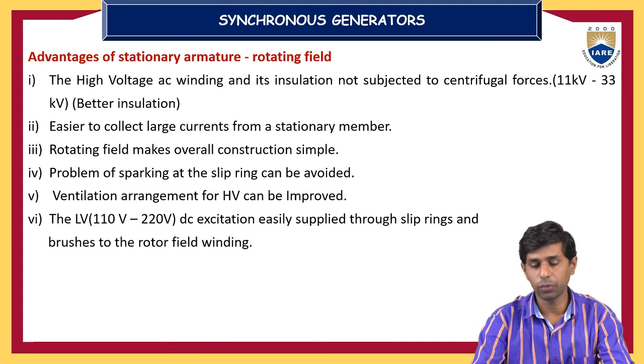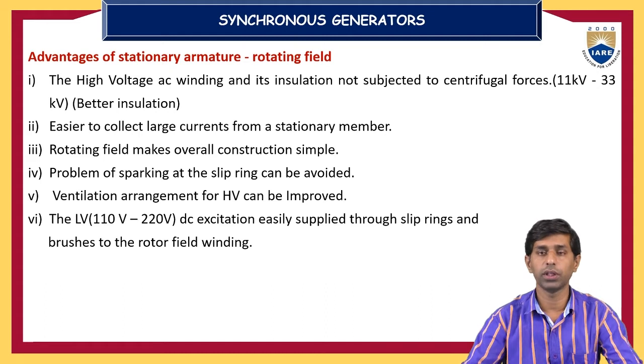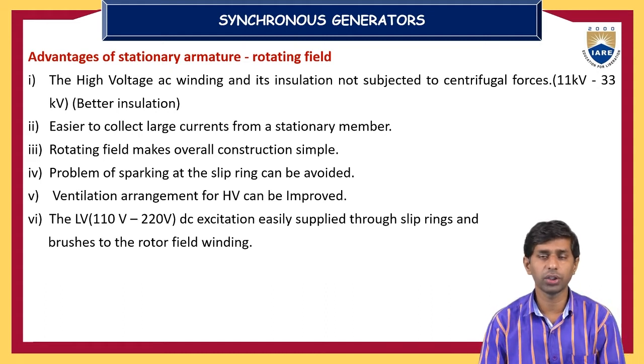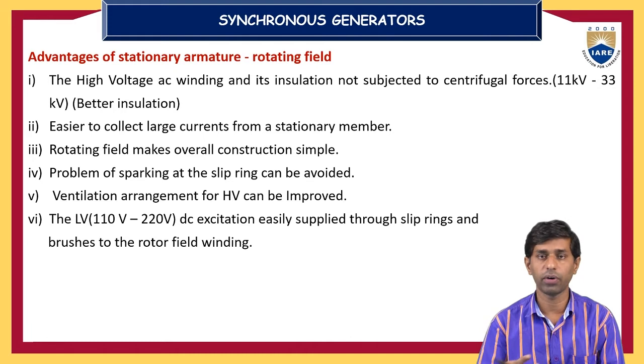So these are the several advantages of a stationary armature and rotating magnetic field over the stationary magnetic field winding and a rotating armature. Because large scale generation is involved in synchronous generators, as we already discussed, it is the primary source of generation. So that is why in most cases, for machines rated above 5 kV, we must choose the stationary armature and rotating magnetic field type synchronous generators over the other types.